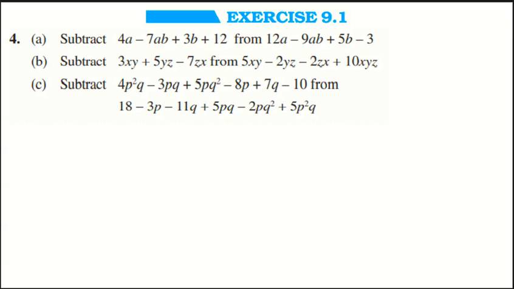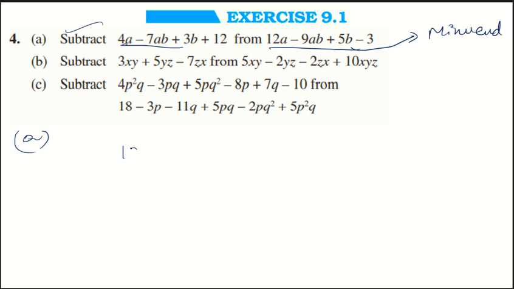Now, coming to question number 4. In this question we are given algebraic expressions and we are asked to do subtraction. So, let me do sub question A. We are asked to subtract 4a minus 7ab plus 3b plus 12 from 12a minus 9ab plus 5b minus 3. This becomes the minuend. The minuend is always written first, so 12a minus 9ab plus 5b minus 3 comes on top.